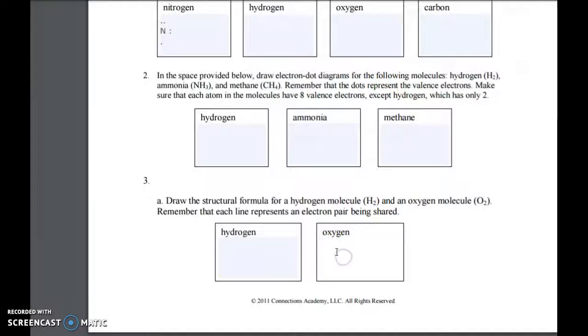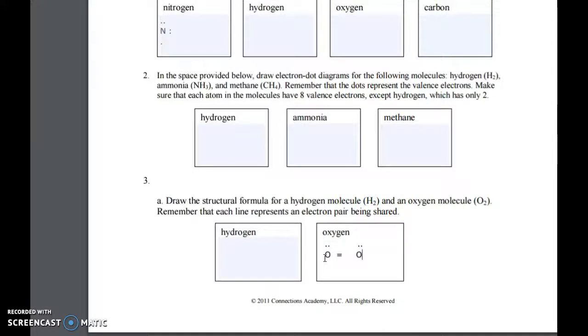So the structural formula for oxygen would be, I can do the dots, O, oh, sugar, here we go, O. And then if I use my equal sign, oops, okay, so I can do something like that, and that'll be just fine.